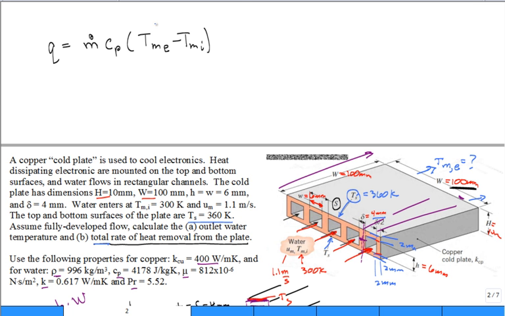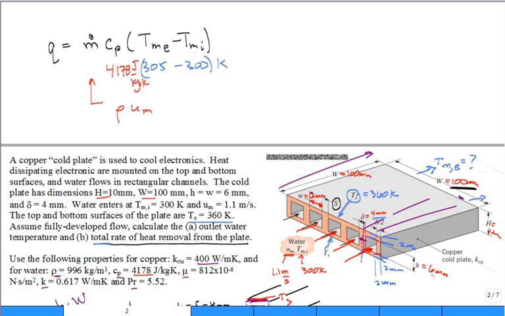And so we know this one, this is the 305, this is the 300, so there's an increase of 5 Kelvin. We know the specific heat is given right down here, 4178 joules per kilogram Kelvin. It's just calculating that total mass flow rate. And that total mass flow rate, you just know the U, so it's going to be rho U sub m times the total cross-sectional area.